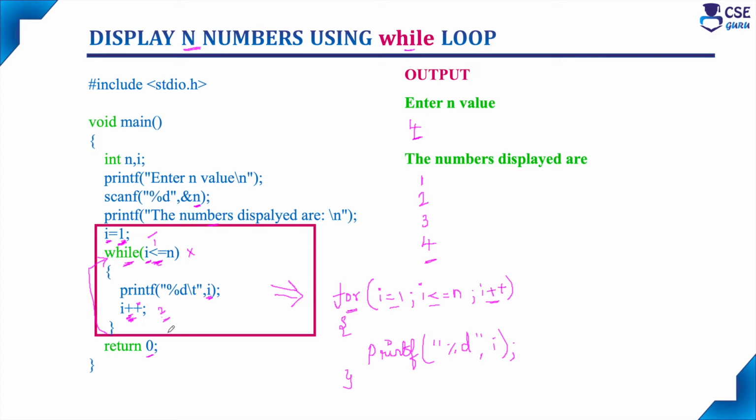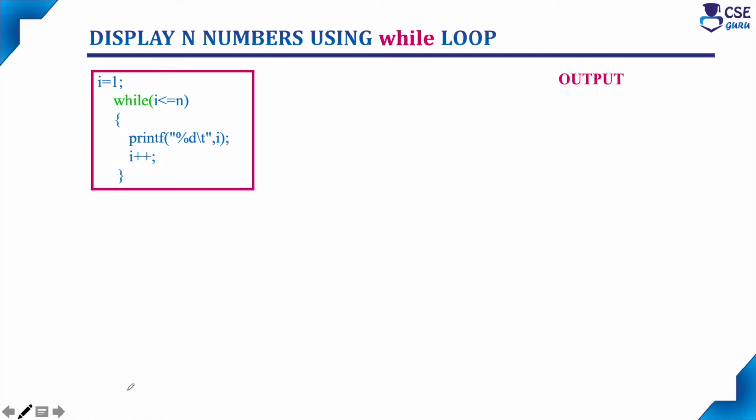So now we will trace the logic of this while loop. So in this program, first we need to enter n value. So n value, for example, we have entered as 4.